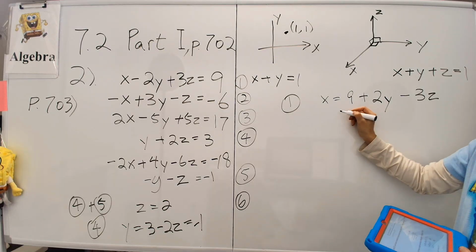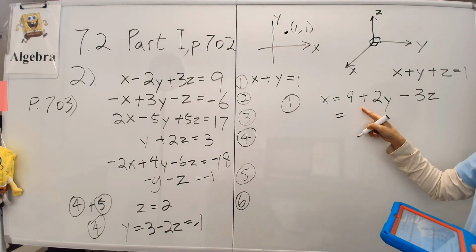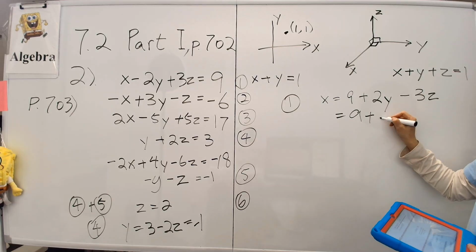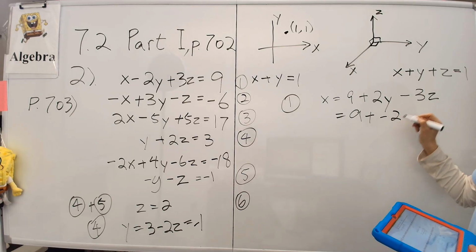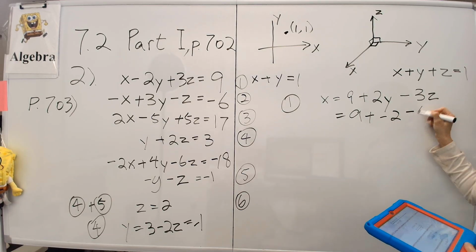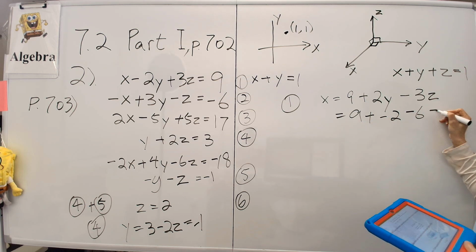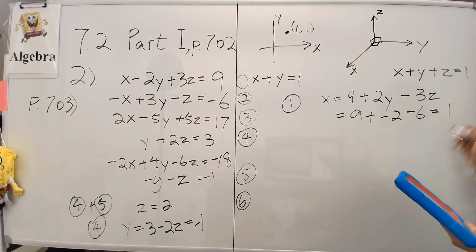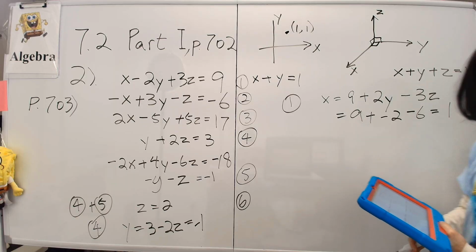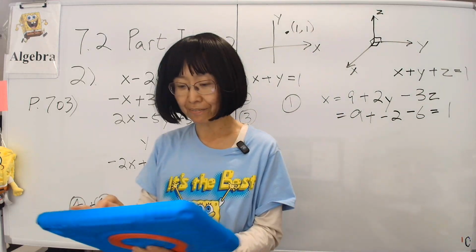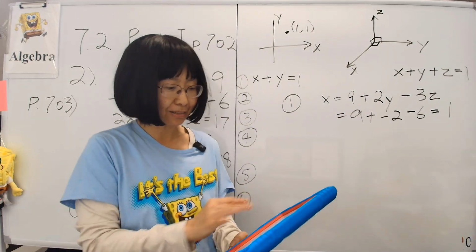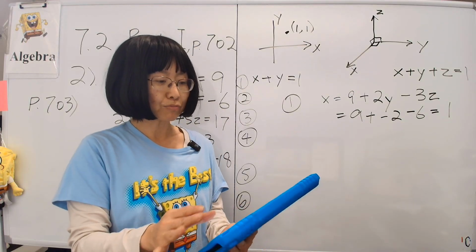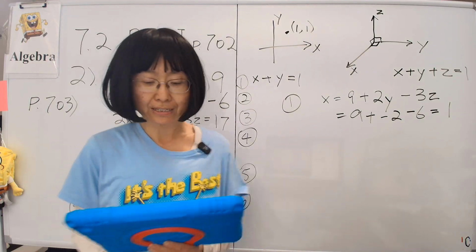Okay, so next, continue calculating. We know what y is, so 9 plus 2 times y, which is minus 2, and then minus 3 times 2, which is 6. And that becomes 9 minus 8, which is 1. Okay, I got 1, which is correct by the answer in the book. So the solution then is 1, minus 1 and 2.